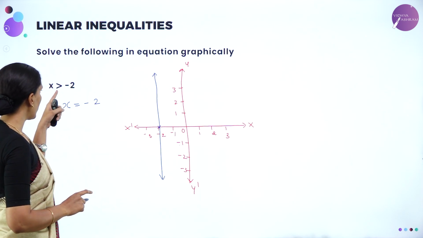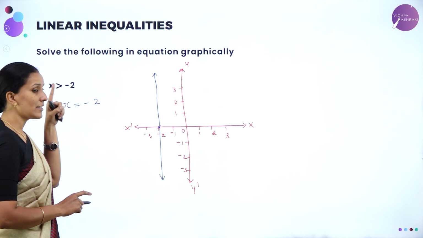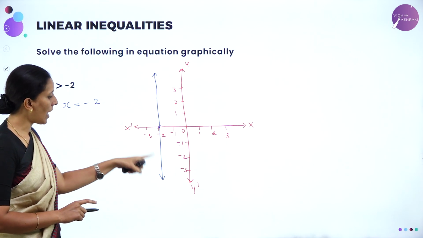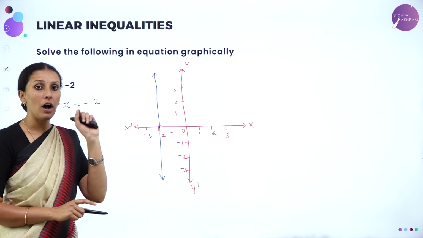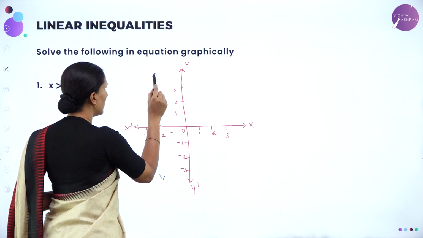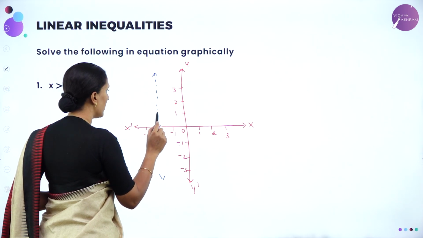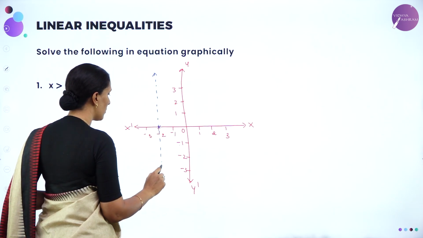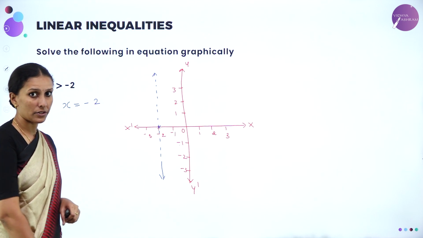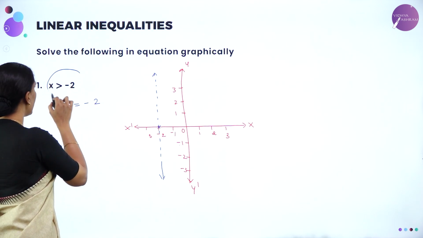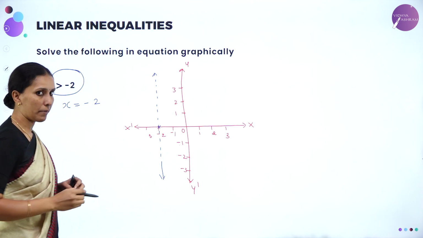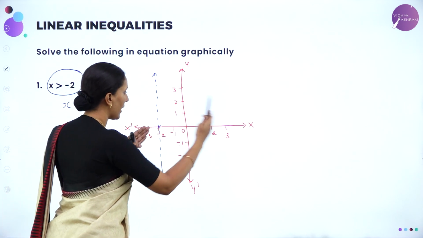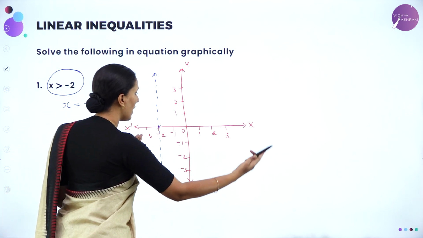Observe the inequality here. This inequality is a strict inequality. So instead of a dark line, we are supposed to draw a dotted line. So I'll draw a dotted line here passing through x is equal to minus 2. Now observe the inequality. It clearly says x is greater than minus 2. So any number greater than minus 2 means it comes after the line.